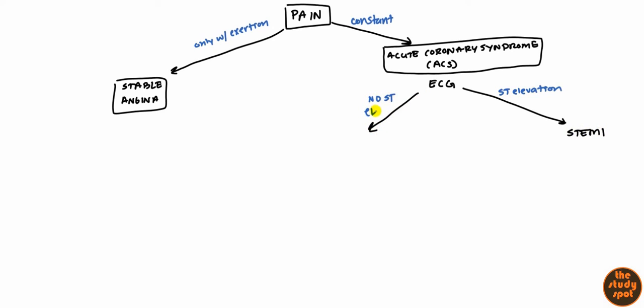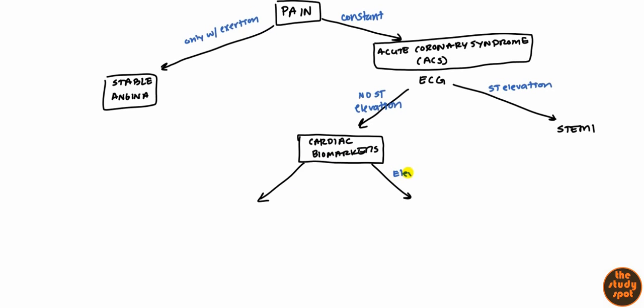However, if there is no ST elevation, then the next thing you want to look at is the cardiac biomarkers, the troponin T and I, that again we've discussed with the investigations. If the cardiac biomarkers are elevated, then by definition this is NSTEMI, and if they're not elevated, then this is going to be unstable angina.